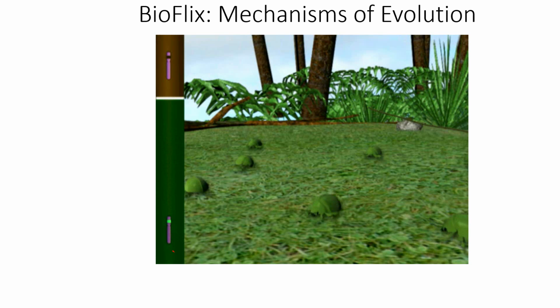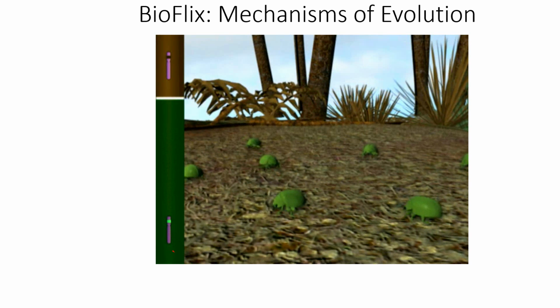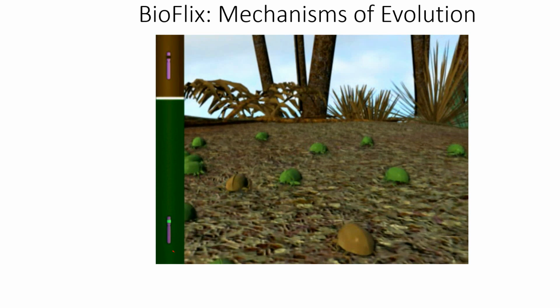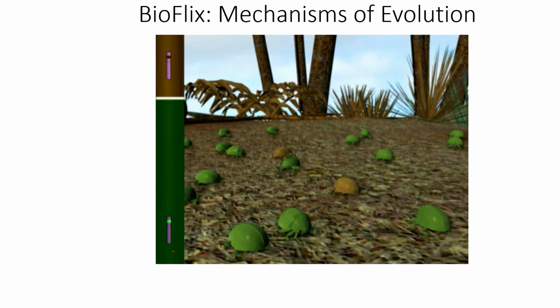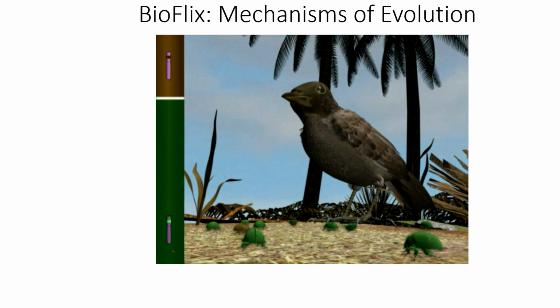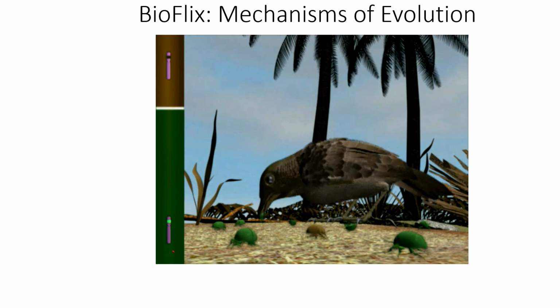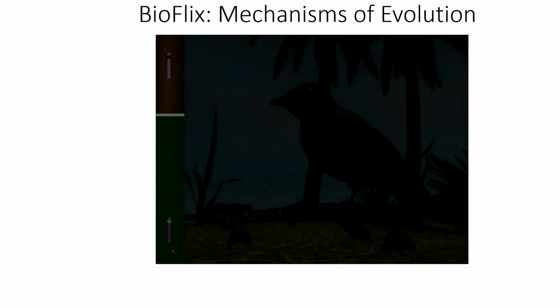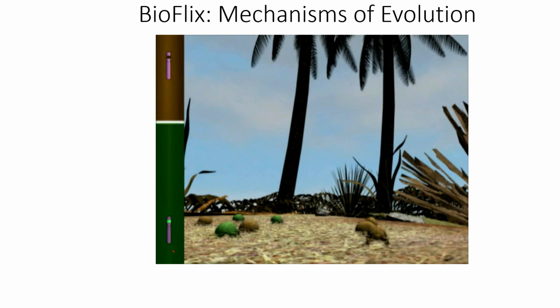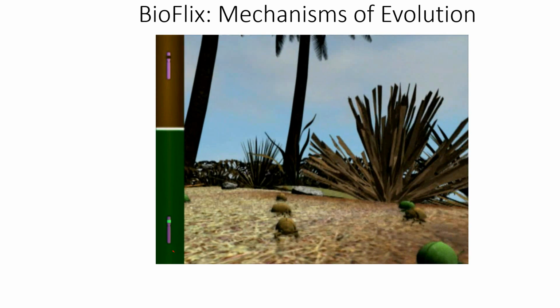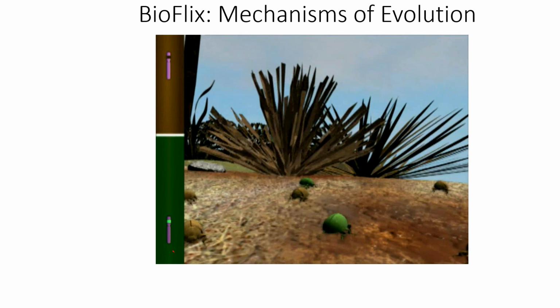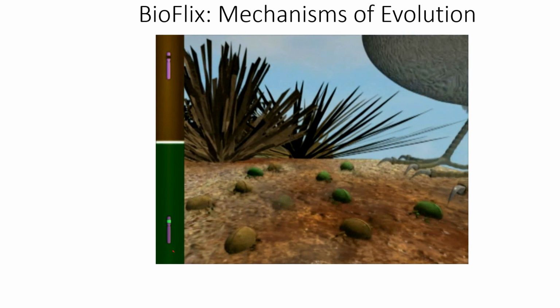The island is suffering from a drought, and in this dry environment, brown beetles are better camouflaged than green beetles. Birds are more likely to see and eat green beetles. Over time, brown beetles survive and reproduce more than green beetles. This is an example of natural selection.